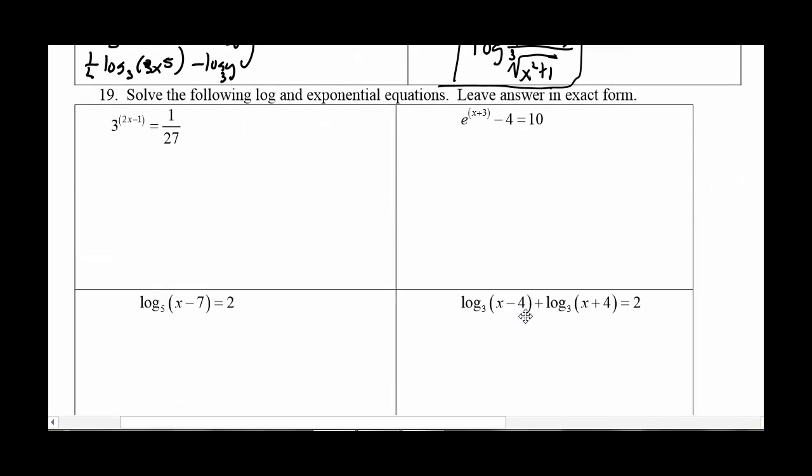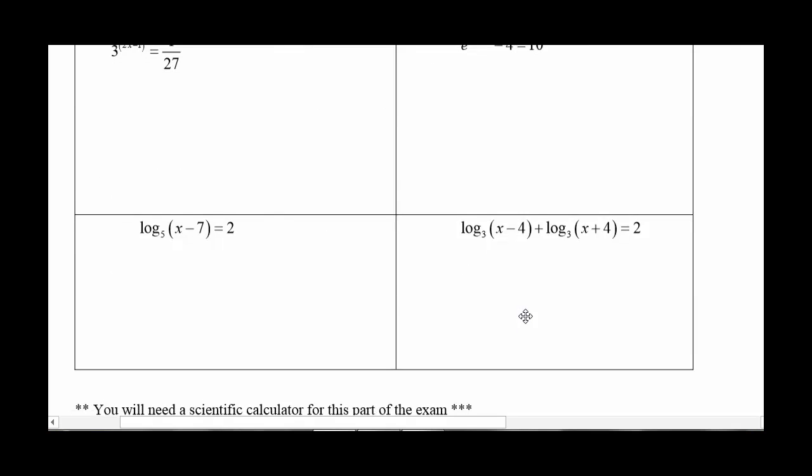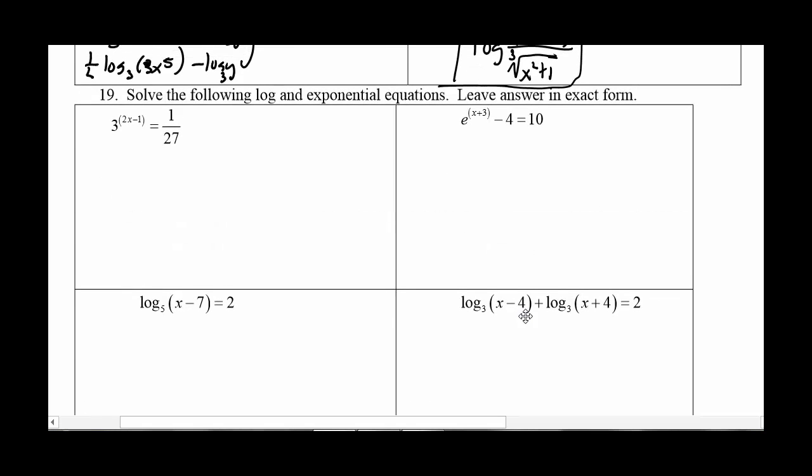Alright, number 19, we are solving a series of equations. So this first one is a common base one. I can rewrite 27 as 3 cubed, but to the negative power since we're dealing with a fraction here. So it's negative 1/3, it's equivalent to 1 over 27. Then I'll just set the exponents equal.